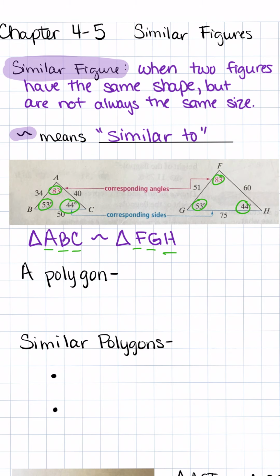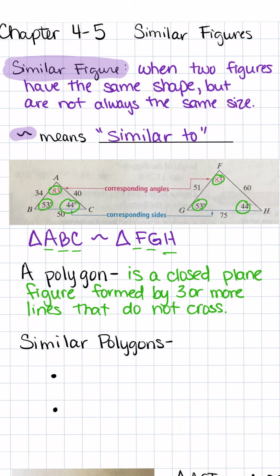So a polygon is a closed plane figure formed by three or more line segments that do not cross. So let's write that down. A polygon is a closed plane figure formed by three or more lines that do not cross. So like a triangle has three lines that do not cross. A square, a rectangle, a pentagon, and so on are all considered polygons.